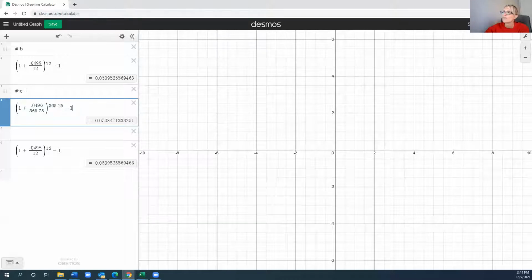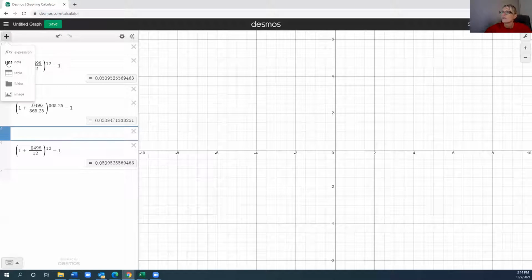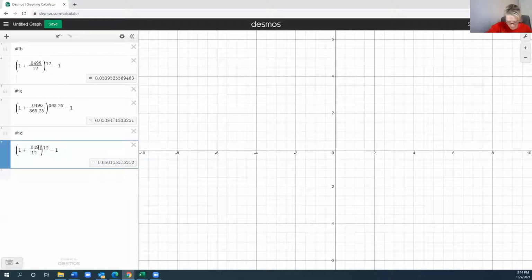And then 1D is 0.04905. There's a dollar sign there, that should be a percentage symbol. So that's just 0.0490. And we're compounding secondly. Wow, secondly, we have to figure out how many seconds in a year.